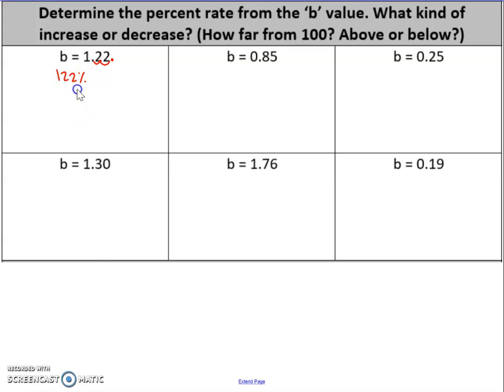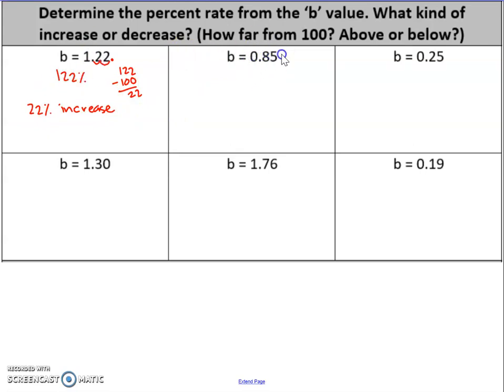And then we're looking how far from 100 are we, above or below. So this is above, and it's 22% above, so that's a 22% increase, right? And if you're not sure, if I did 122 minus 100, that gets me my 22 above, okay? All right, so if it asked me what's the percent change, it's a 22% increase because I went above 100, okay?